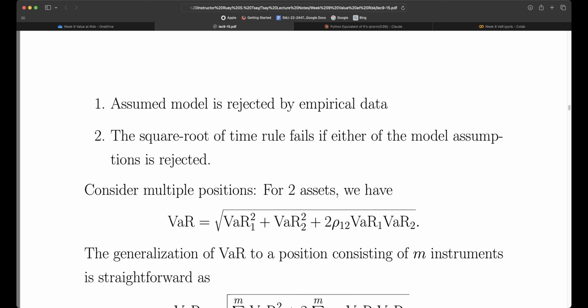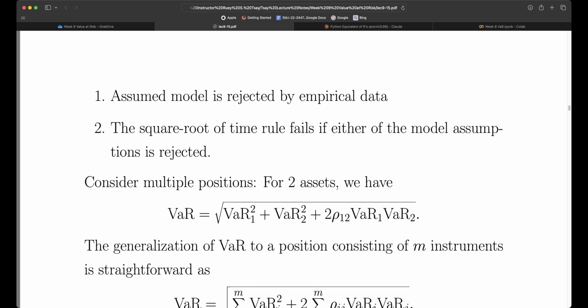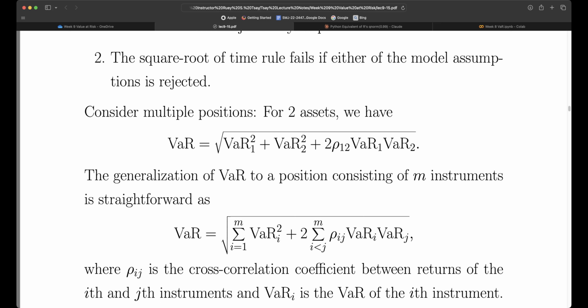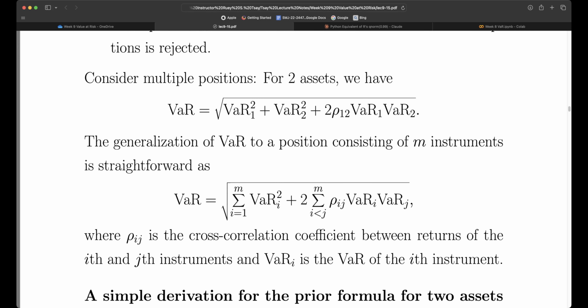Now, for example, consider a multiple position for two assets: the value at risk is given in terms of their standard deviations, and we have this one. The generalization of value at risk to a position consisting of m instruments is straightforward, something like this one. Here rho_ij is the cross-correlation coefficient between the returns of the i-th and j-th instruments, and VaR_i is the value at risk of the i-th instrument.